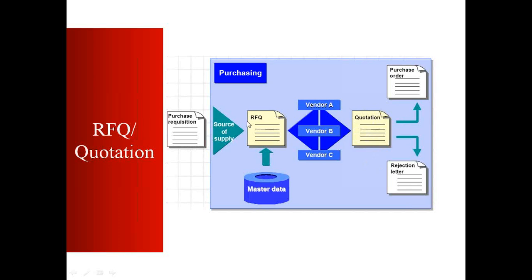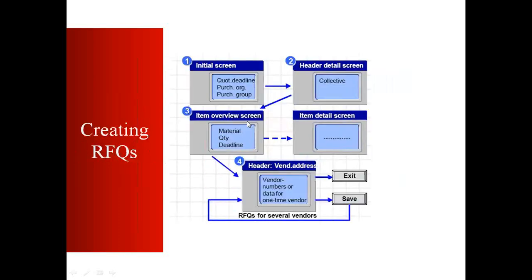So that's the theory. These are the processes we'll be creating in a minute. To create a request for quotation, we basically use something called a collective number. A collective number is just like a common number for one requirement.